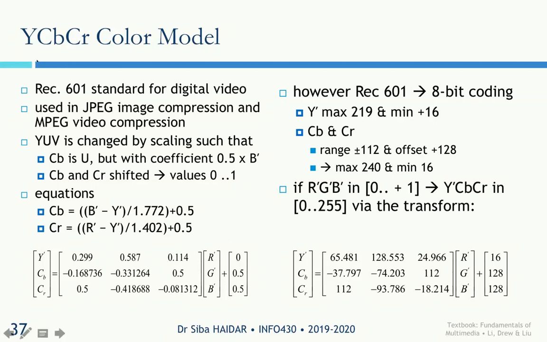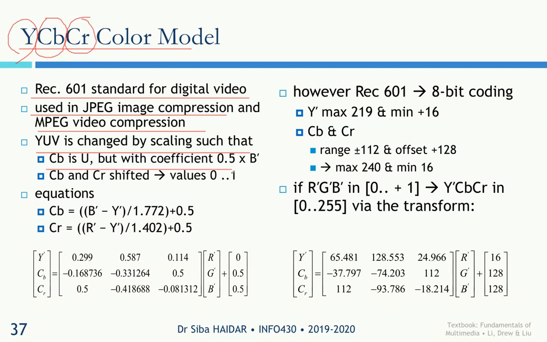Last slide in this chapter, we will see together the YCbCr color model. So here we have a channel called Y, another channel called chrominance blue, and another channel called chrominance red. And be aware, it's not YCrCb, it's the YCbCr color model. This color model was used in the recommendation standard for digital video and used in JPEG image compression and MPEG video compression. And it is a YUV but with changed scaling, so that Cb is U but with coefficient 0.5 applied to B prime, and Cb and Cr are shifted values to become inside the interval 0 and 1. Equations as follows.